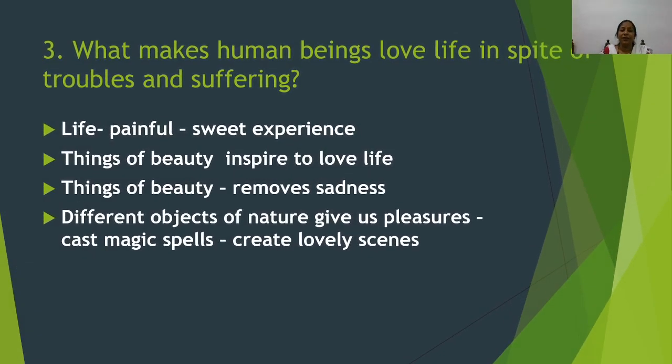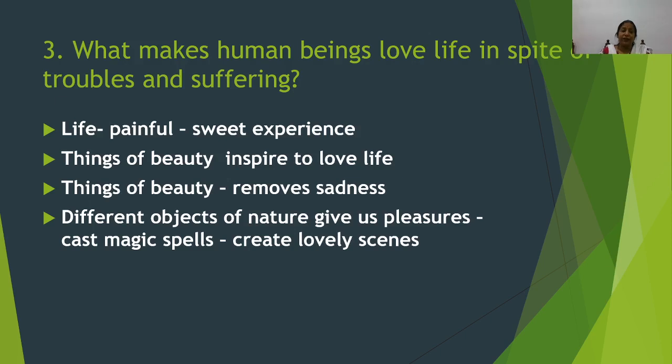Now, what makes human beings love life in spite of troubles and suffering? The poet, on one hand, gives a list of things of beauty. On the other hand, the poet says that there are various kinds of negative elements present in our life. Our life is not always a bed of roses. So why, in spite of the fact that our life is full of troubles and suffering, do we still love life? Because of the presence of things of beauty, and they inspire us.